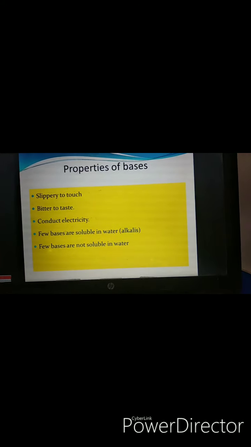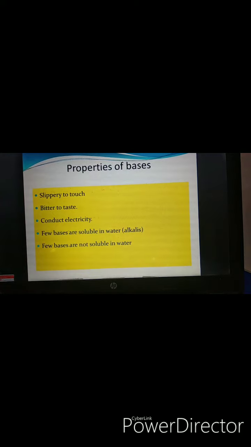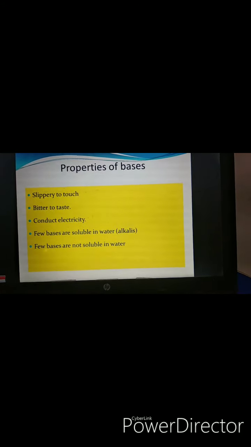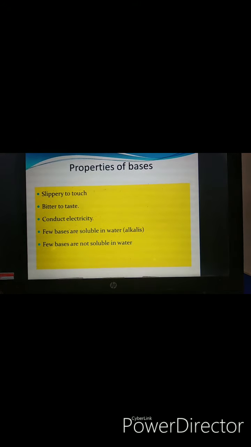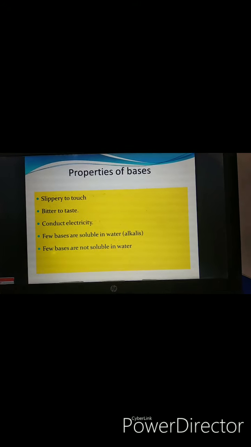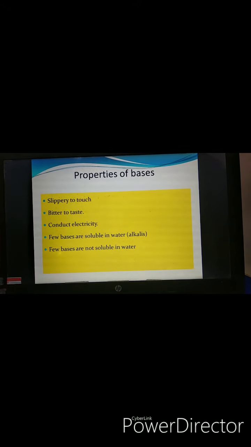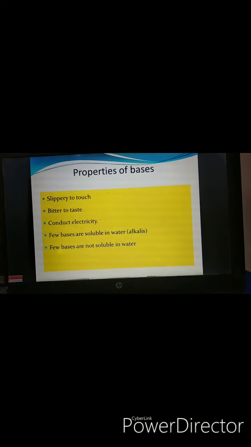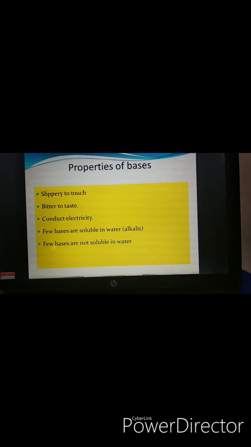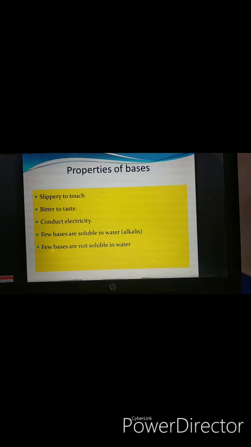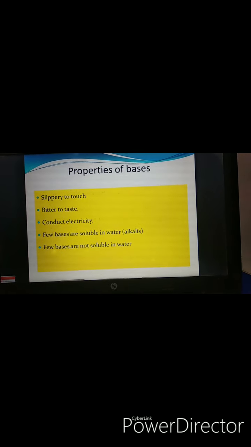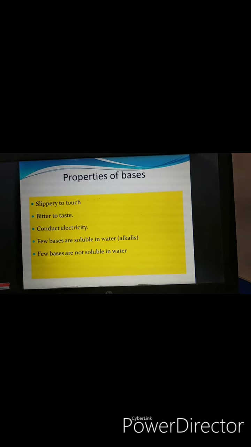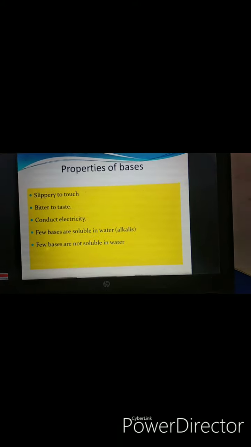So when we use our soap or detergent, students, do you feel something slippery? Yes. So properties of bases: they are slippery to touch. Next, they are bitter to taste, and they also conduct electricity. So here is one similarity, students, between acids and bases, that they both conduct electricity. Okay, and a few bases are soluble in water and they are called alkalis. So not all the bases are soluble in water, unlike the acids, all of which are soluble in water. A few bases are not soluble in water.